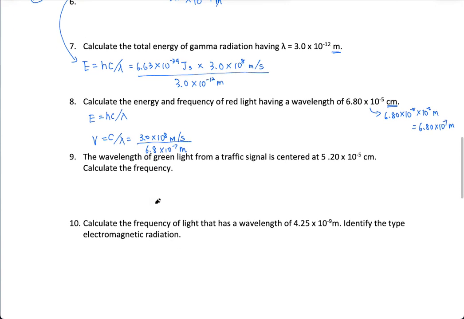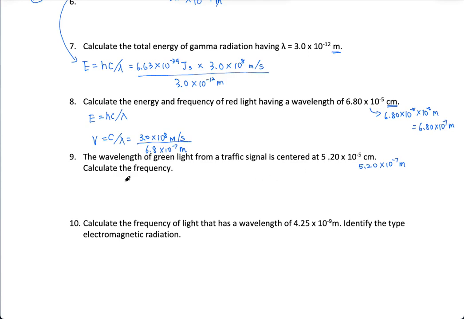Problem 9. The wavelength of the green light from the traffic signal is centered at 5.20 times 10 to the negative 5th power. Okay, so let's convert this again. 5.20 times 10 to, this time I just go for negative 7th power meter. Okay, that's the converted unit.